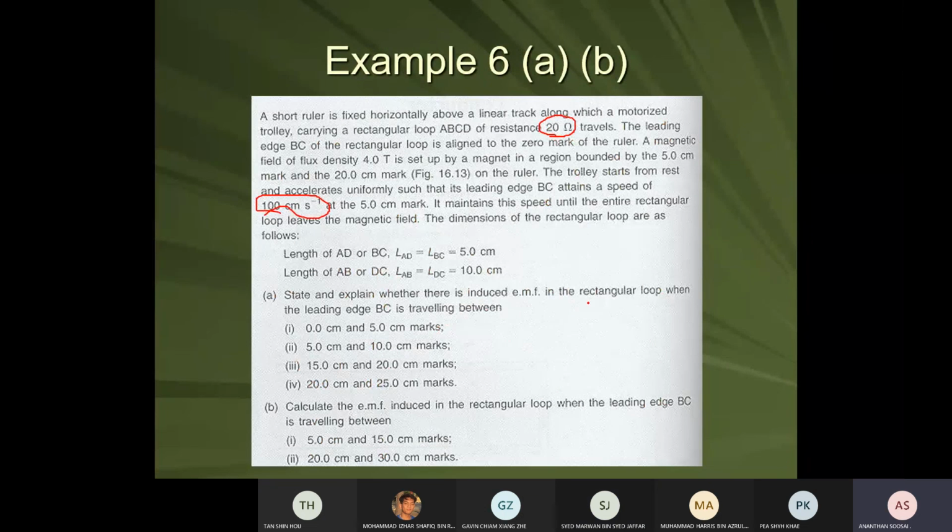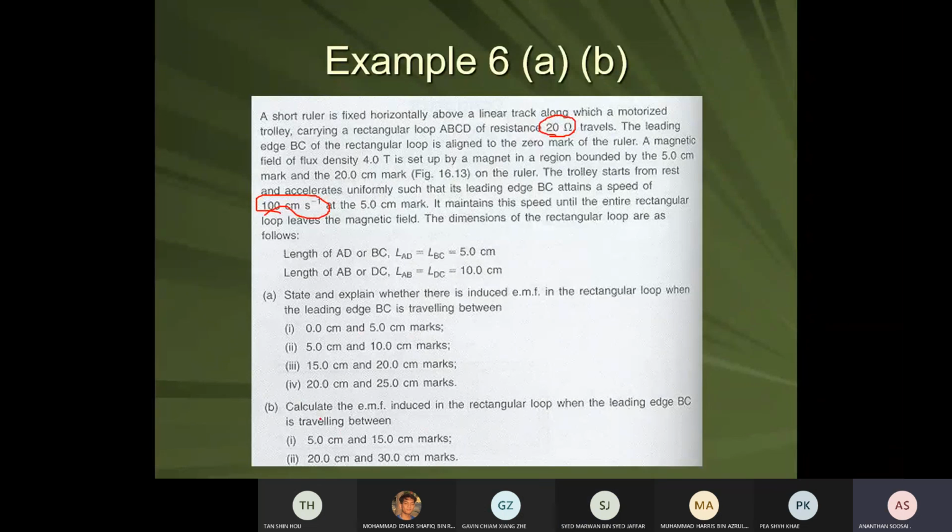State and explain whether the induced EMF in the coil or not. Explanation. Your explanation always focuses on what? The changes in magnetic flux. Okay. You say no changes in magnetic flux. See, there is a change in magnetic flux. You say the conductor cuts the magnetic field line, therefore it experiences changes in magnetic flux. Therefore, according to Faraday's law, EMF must be induced. The direction, you use Lenz's law to explain.